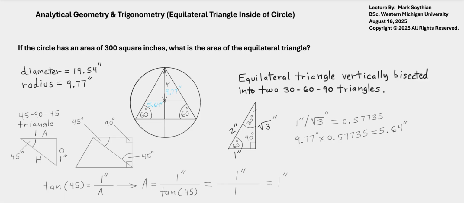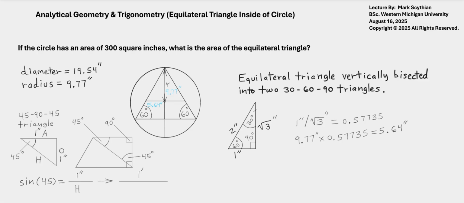So we know both the adjacent and the opposite legs of a 45, 90, 45 triangle are equal values, a 1-to-1 ratio. And then of course the value of the hypotenuse is 1 inch divided by the sine of 45 in this configuration. So then we get the square root of 2, or 1.41.